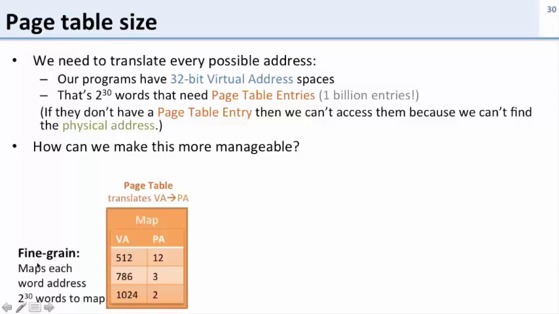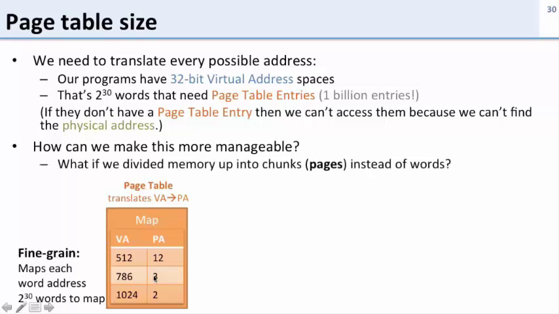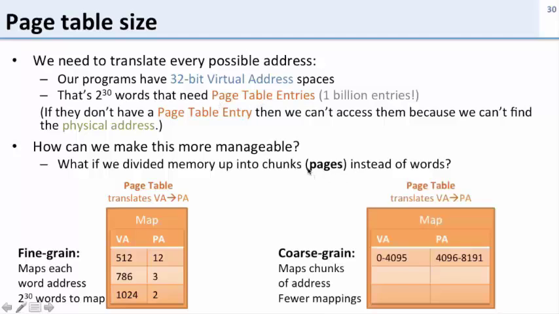Well, here's what we had before. We had this fine-grained mapping. Each word was mapped in our table here. What we can do is have it in bigger chunks. So we divide our memory into chunks, and we're going to call these chunks pages. That's why it's called a page table entry instead of words. So here's what this looks like with coarse grain.